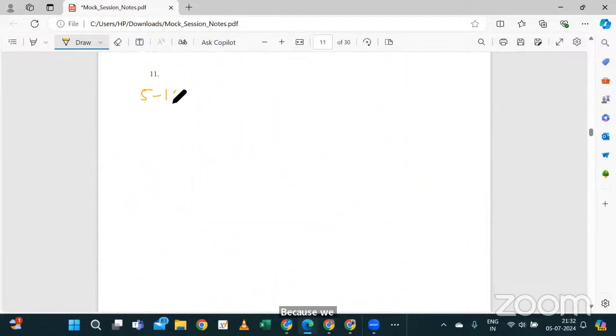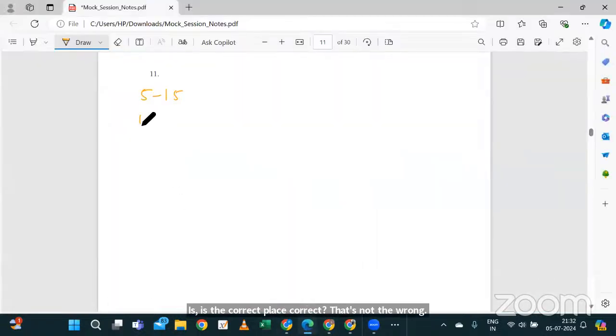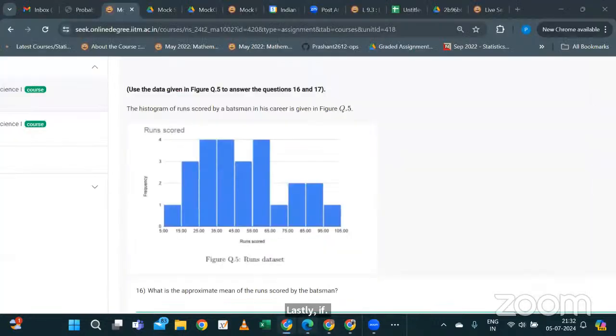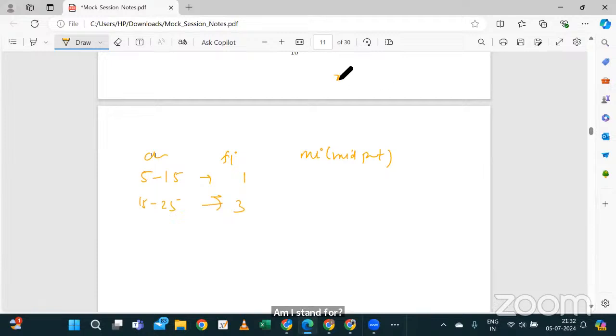We have class intervals 5 to 15, 15 to 25, something like that. For each we have some frequency, 1, 3 or something like that. This is the class interval, this is the f_i, and we don't know the exact x_i. That's why we are taking the midpoint, m_i. You know one of the formulas for mean x bar: if you have frequencies, summation of x_i f_i divided by summation of f_i. Here we use the midpoint.